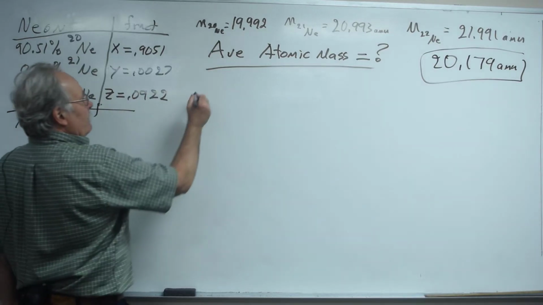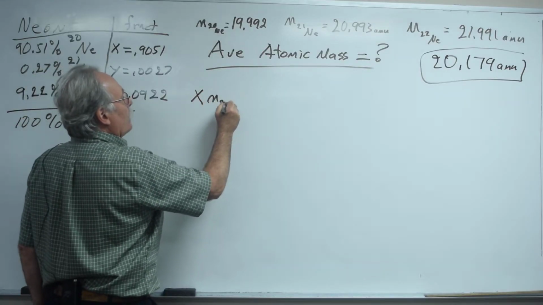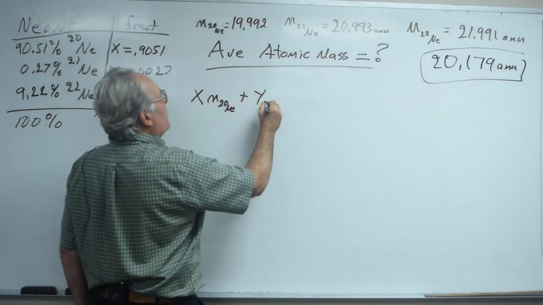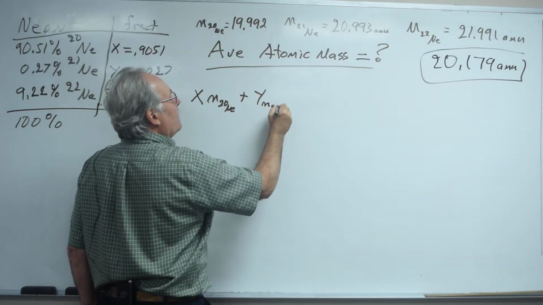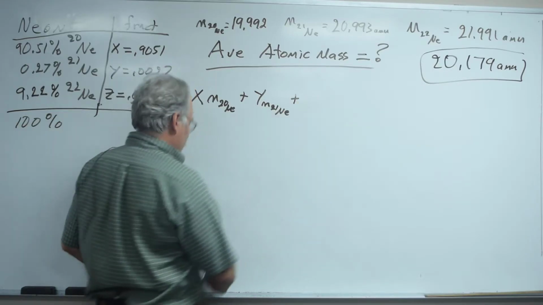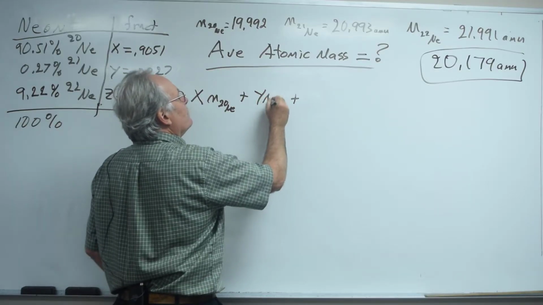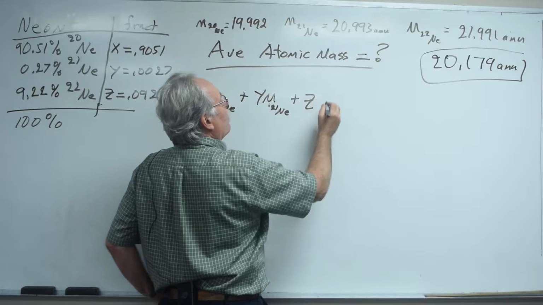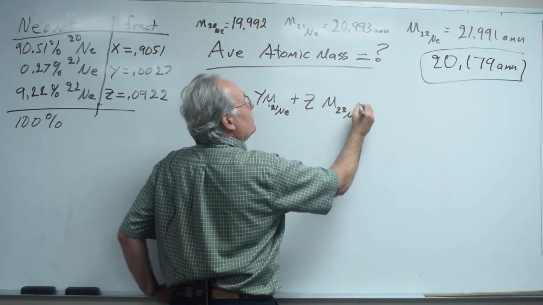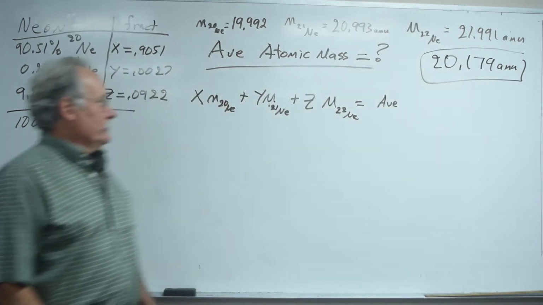So the fraction of neon 20 times the mass of neon 20, plus the fraction of neon 21 times the mass of neon 21, plus the fraction of neon 22 times the mass of neon 22, is equal to the average, which should equal 20.179.